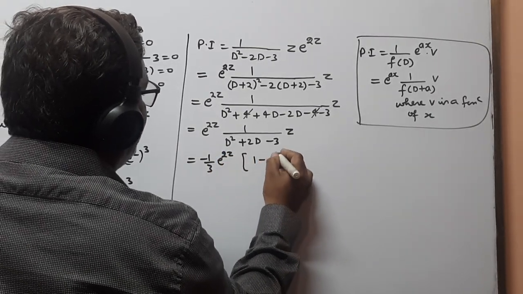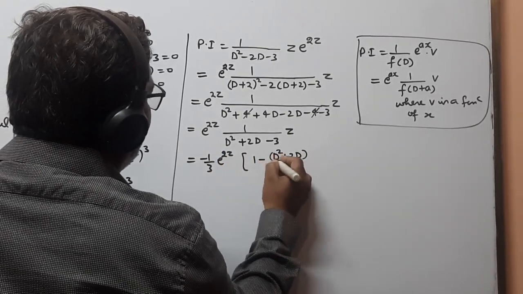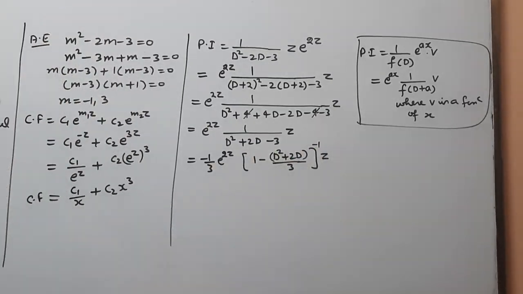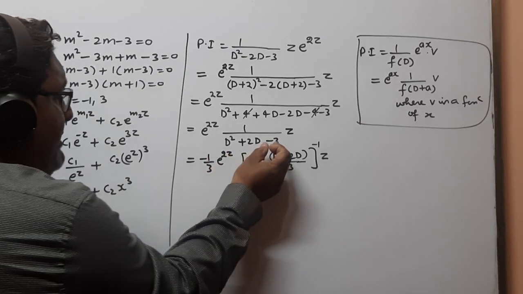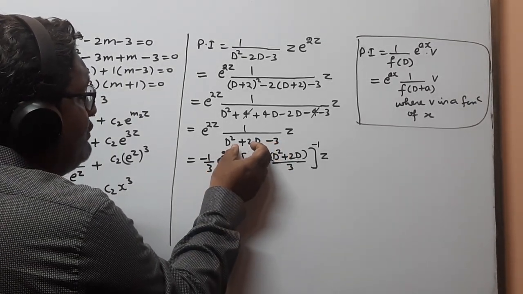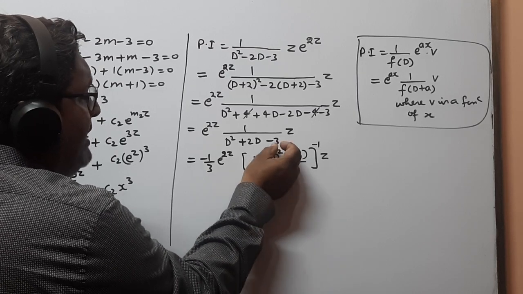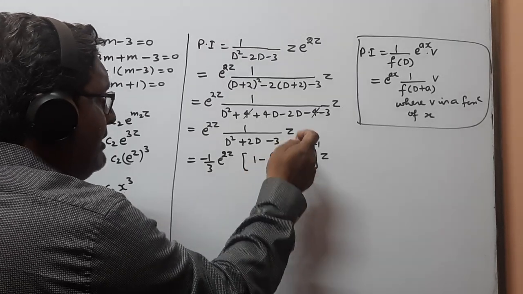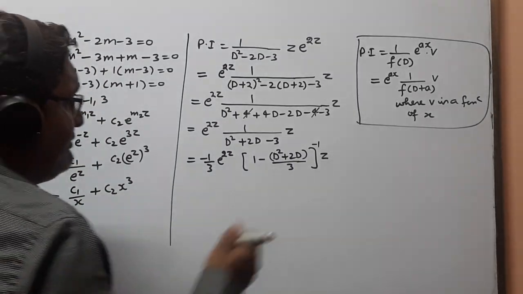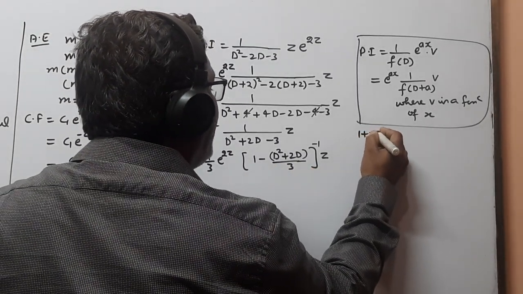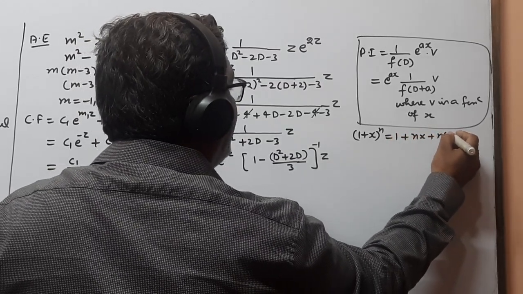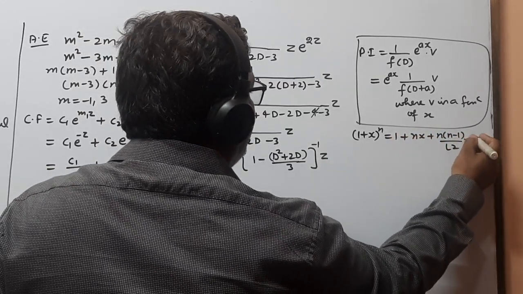So we get 1 minus (D square plus 2D) divided by 3, whole power minus 1. When we take common minus 3 in the denominator, we divide D square plus 2D by minus 3, and there will be 1, and taking it in the numerator, the power will be minus 1. Now we expand this by the formula for 1 plus x to the power n. This is 1 plus nx plus n(n minus 1) upon factorial 2 x square and so on.